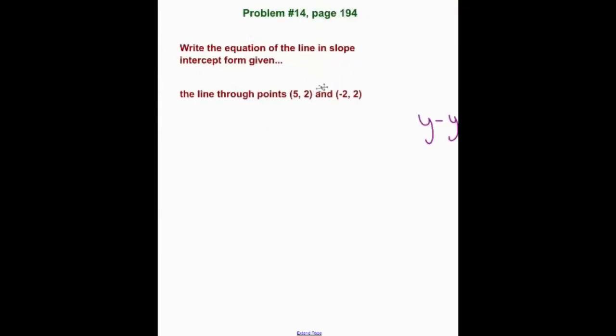So here's problem number 14 on page 195. Write the equation of the line in slope-intercept form. That's y equals mx plus b. And it goes through the points (5, 2) and (-2, 2).